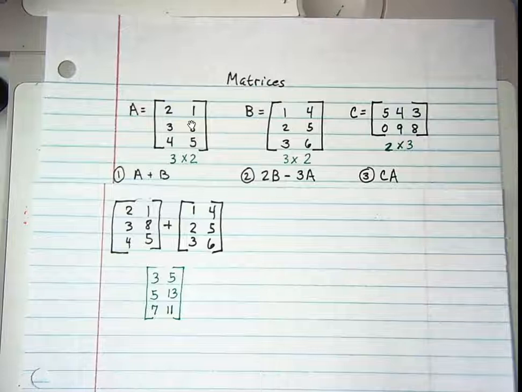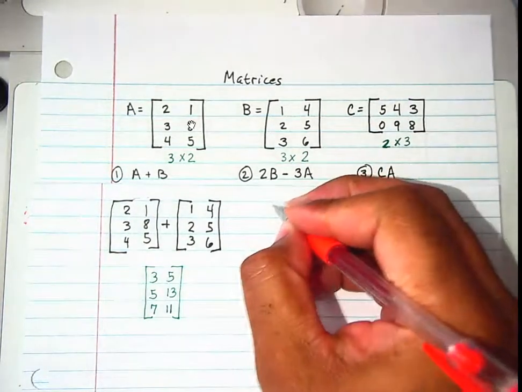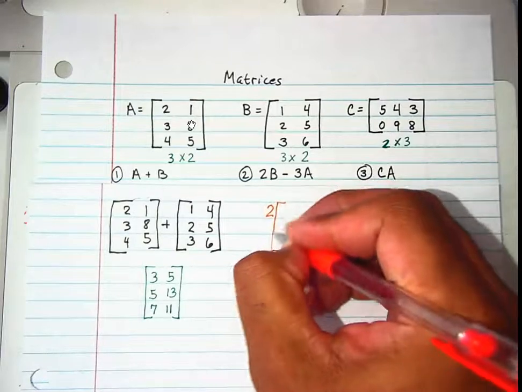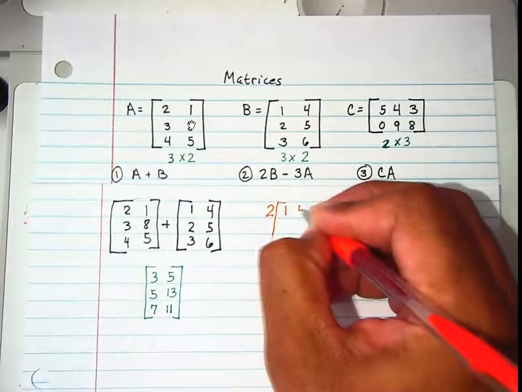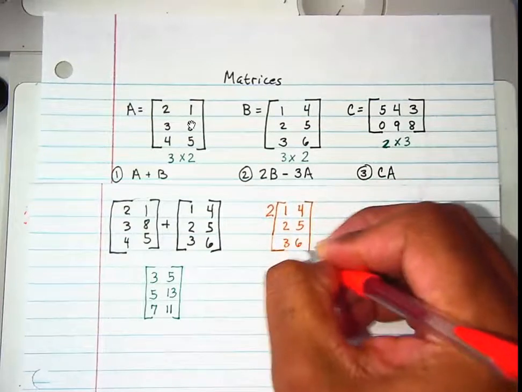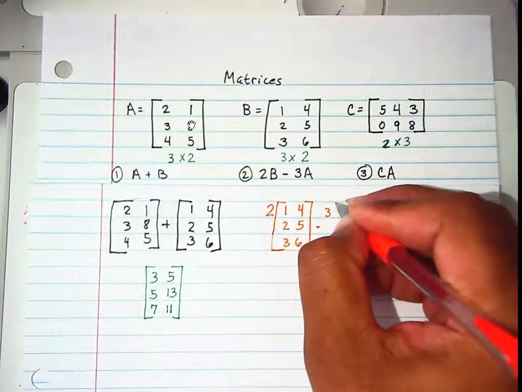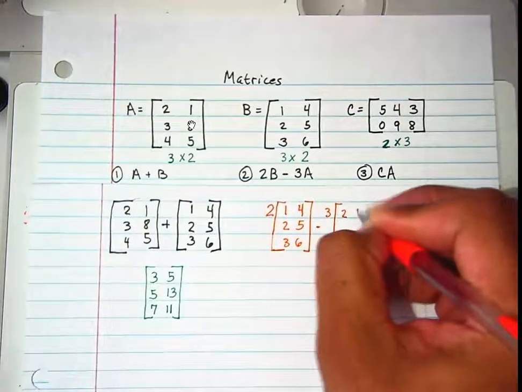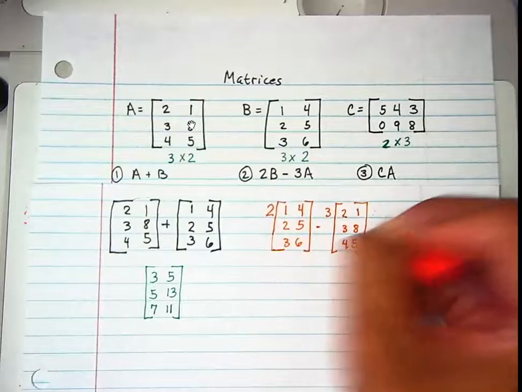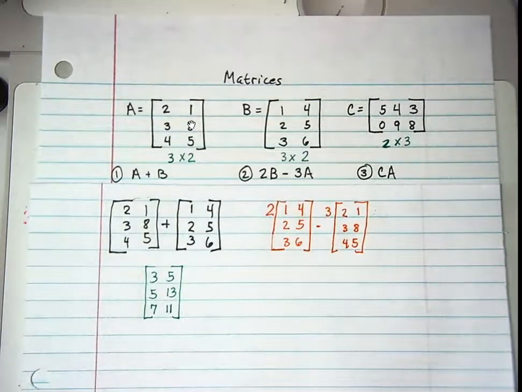All right, so let's move on to B. Again, we know that it works. It's a 3 by 2 and 3 by 2, so we can still subtract these, but we're going to do scalar multiplication with it also. We're just moving it around now. So now it's B and A. B first, then A. All right. So we're going to do scalar multiplication first, and then we're going to go ahead and subtract them, or add them, or whatever.